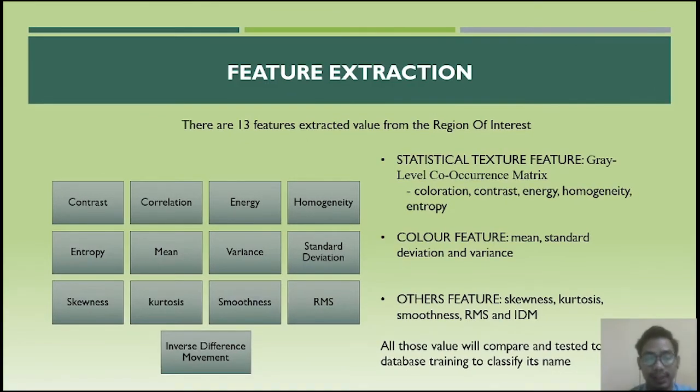Next is feature extraction. For this project, there will be 13 feature values extracted from the selected cluster region of interest. The features extracted are from the statistical structure feature, gray level co-occurrence matrix, color feature, and other features. So the 13 features are contrast, correlation, energy, homogeneity, entropy, mean, variance, standard deviation, skewness, kurtosis, smoothness, RMS, and inverse difference movement.